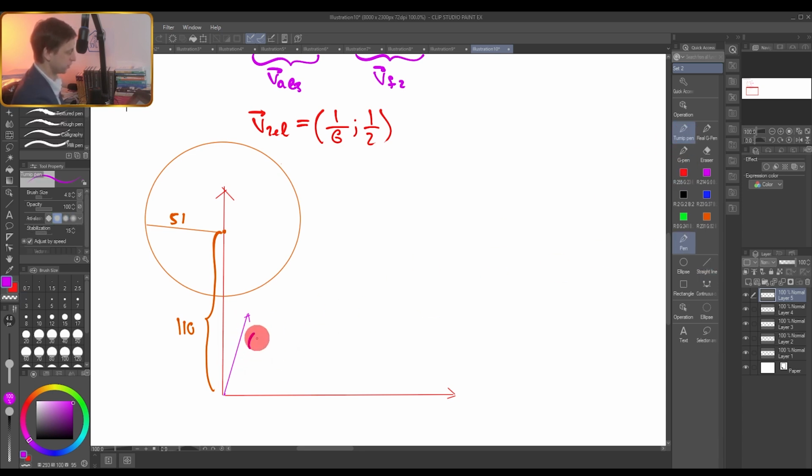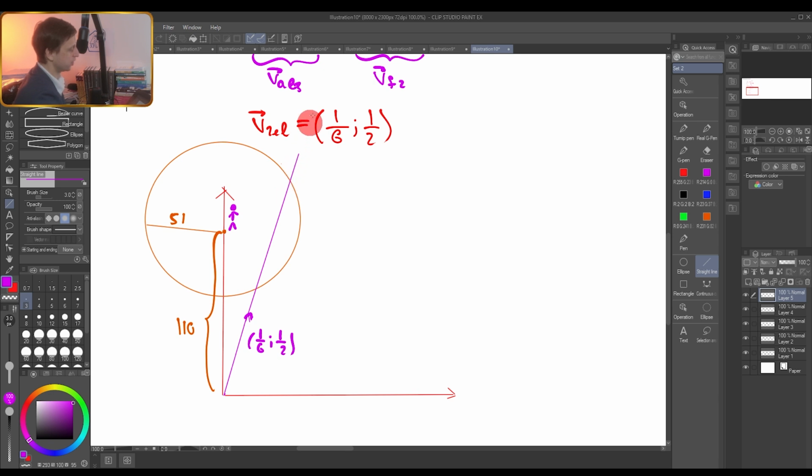Let's say that this vector is 1 over 6 and 1 over 2. And here we may assume that we have an observer at this point, at the center of the storm. And for the observer, it looks like the car travels to the storm with this velocity. And what will happen? Now it's much easier to imagine that if the car goes in this direction, eventually it will enter the storm. Here it will go inside the storm, and after that it will exit.